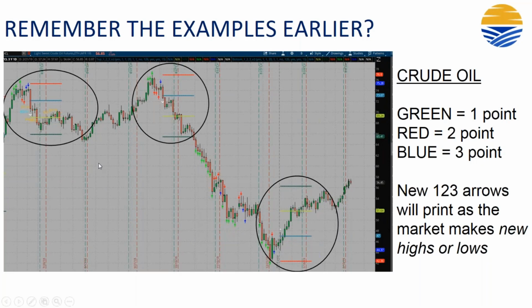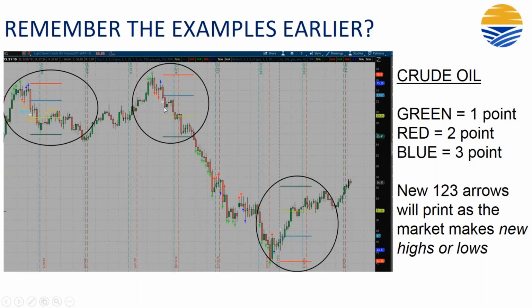Let's talk about this. But now, wait, there's a few other things going on here. We got arrows and lines and colors. Looks like a bag of Skittles. So let's talk about it. Well, these green arrows are your number 1 point. Your red arrow is your number 2. Your blue arrow is your number 3. 1, 2, 3. Pretty simple.